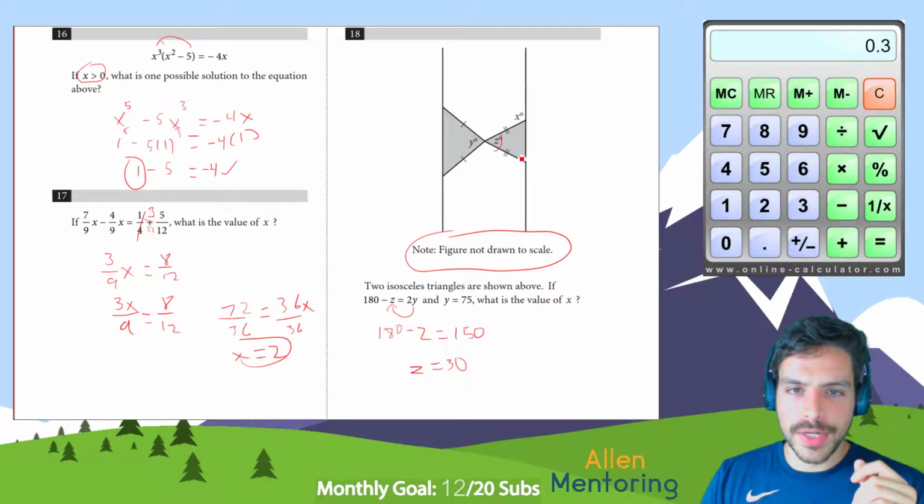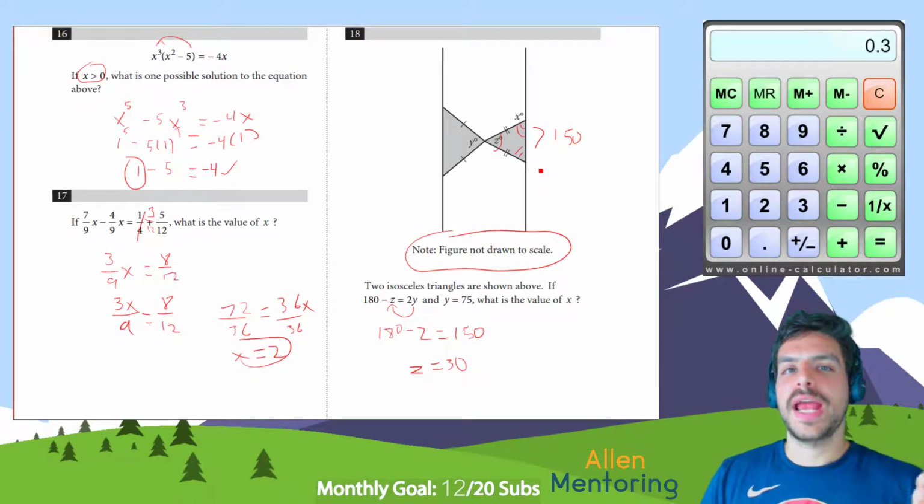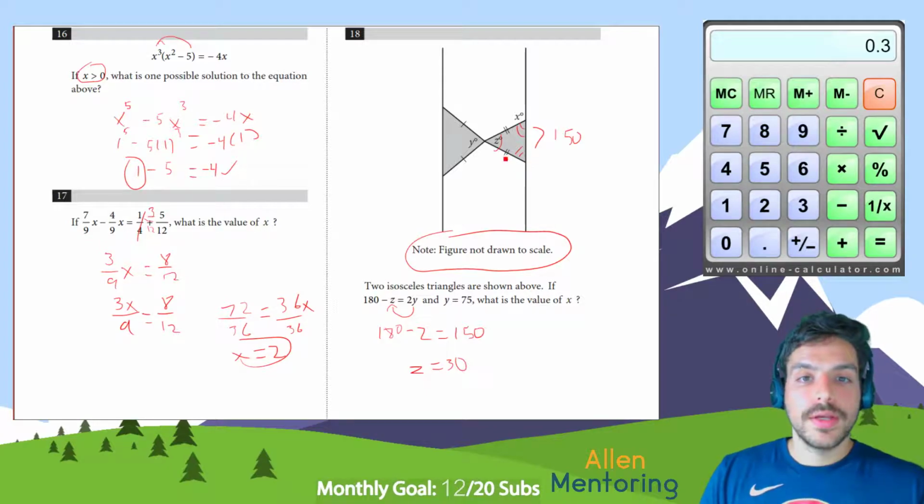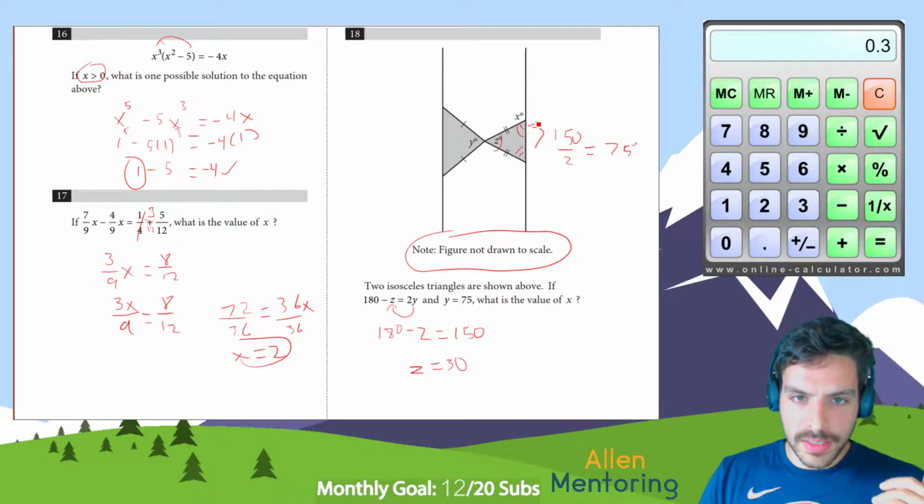If z is equal to 30, then what are these two angles equal? Well, if z is equal to 30, then we know that these two angles combined must be 150, okay? Because all three angles of a triangle equal 180. So we know that these two combined must be 150, and in an isosceles triangle, these two are equal to each other, okay? The base angles are equal to each other. So that means that each of these, okay, is equal to 75 degrees. So this right here is equal to 75 degrees.